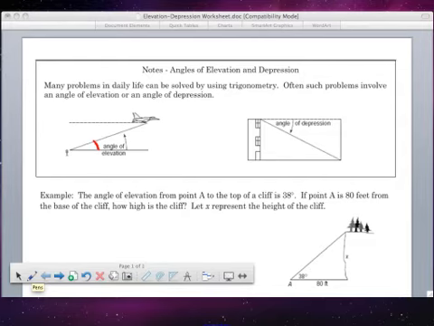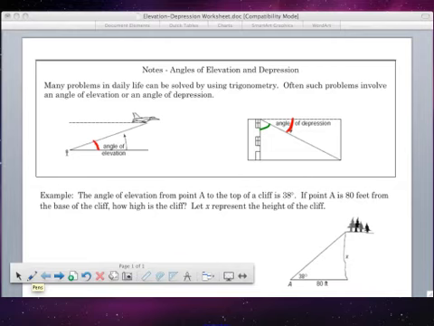Now, the angle of depression is usually a little bit harder for people to see and understand, but essentially, the angle of depression is the angle at which you are looking down. Okay, so this angle here in the right-hand side here is the angle of depression, not this one.